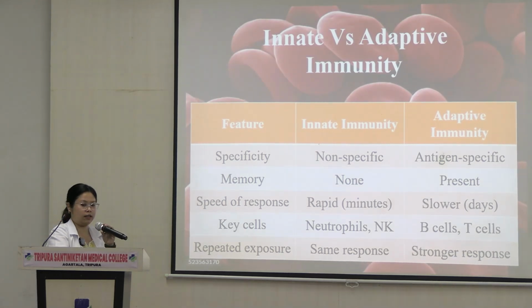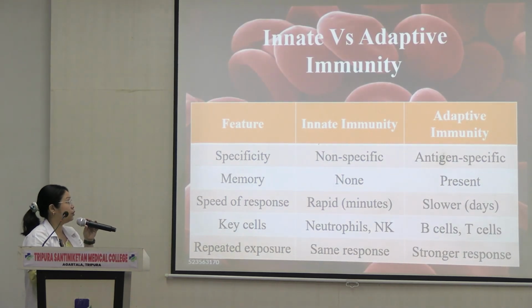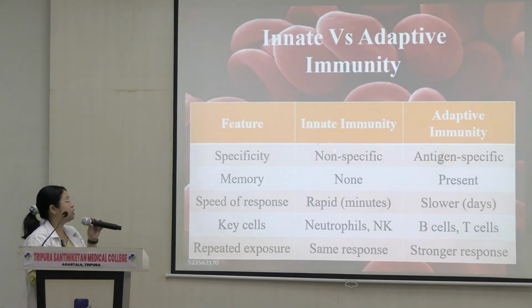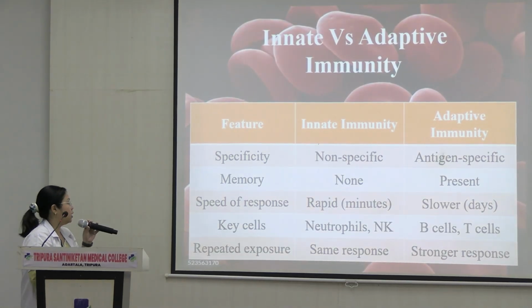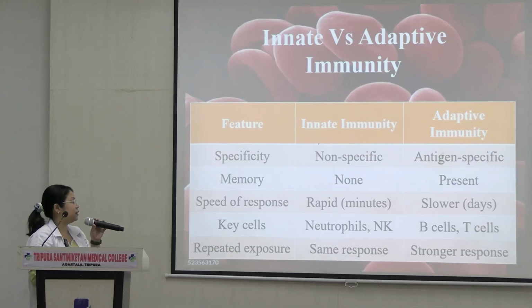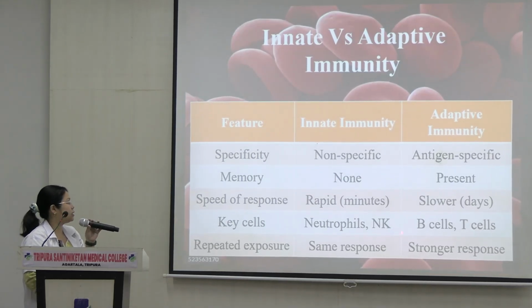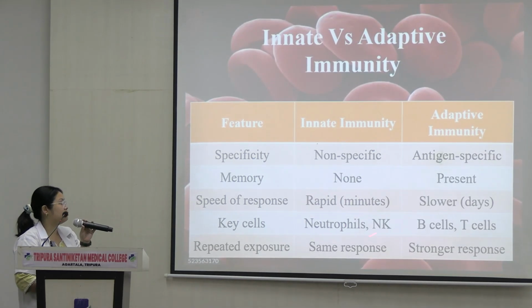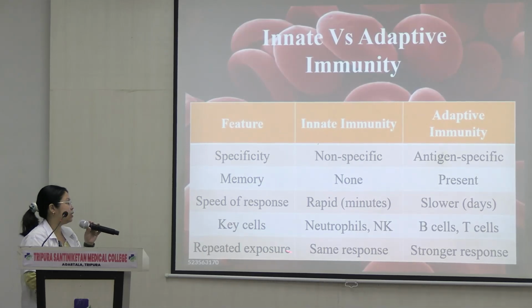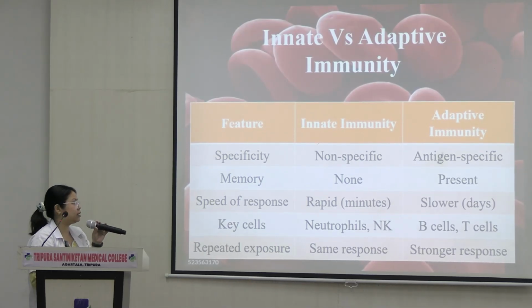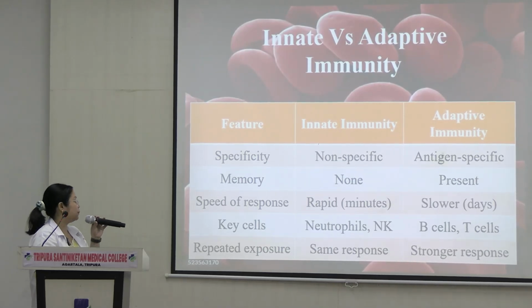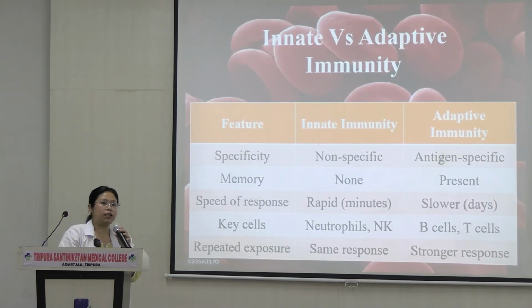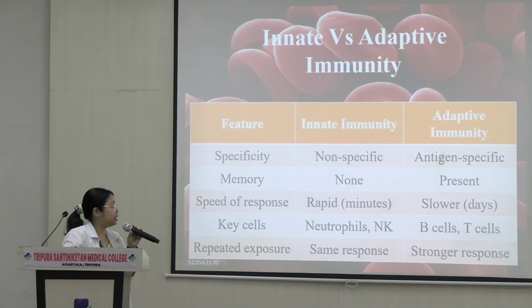This is the basic difference between the two. We have already read that innate immunity is non-specific, and memory is present in adaptive immunity. The innate immunity has a rapid response, and the basic cells that work in innate immunity are neutrophils, NK cells, etc. B cells and T cells are the ones that are part of adaptive immunity. On repeat exposure, innate immunity gives the same response. Adaptive immunity gives a stronger and a better response.